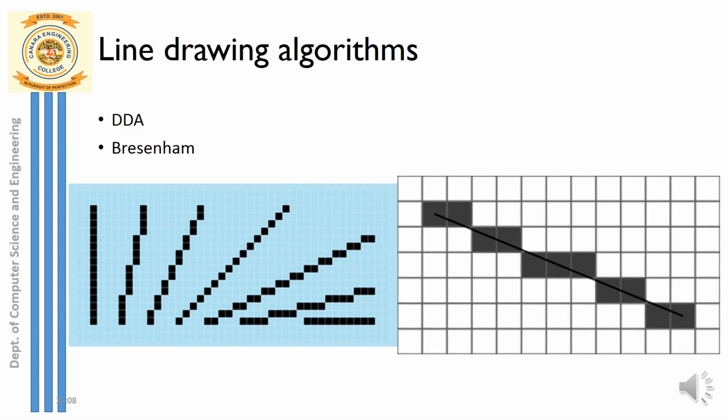Let's discuss line drawing algorithms. We have several line drawing algorithms, out of which we will discuss DDA and Bresenham's algorithm. There is one more called the midpoint circle algorithm as well. So in total, 3 algorithms you are supposed to study, and the purpose of all 3 algorithms is the same, that is line drawing.